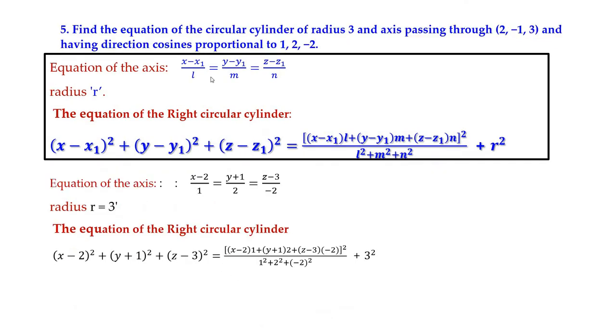Now the fifth one. Here the axis equation is not directly given, but the axis passes through this point and it has direction cosines proportional to. So we make use of the information given and obtain the equation of the axis. Radius is given as 3. Make use of this formula and you arrive at the equation of the right circular cylinder, which can further be simplified.